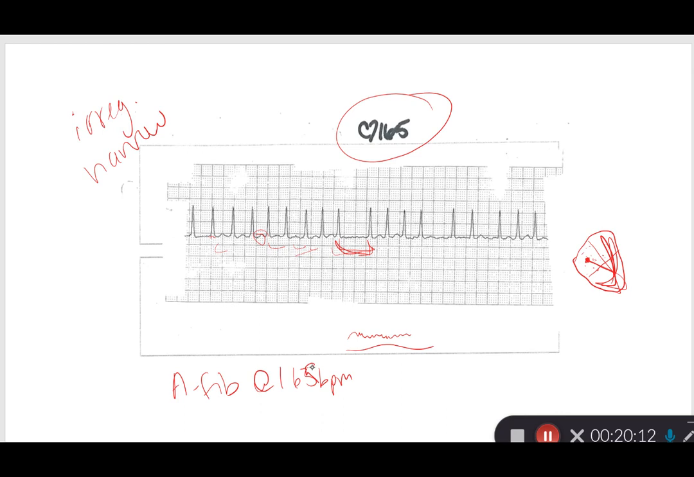Now this is definitely uncontrolled AFib. It's over 100 beats per minute. And we really like to see our AFibs to be under 100 beats per minute because I'm getting all different types of cardiac filling here.